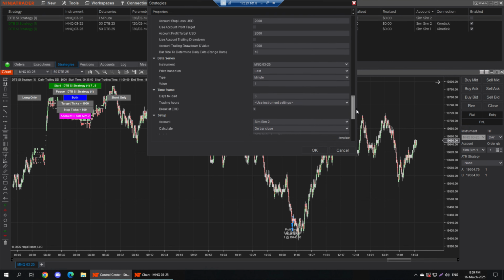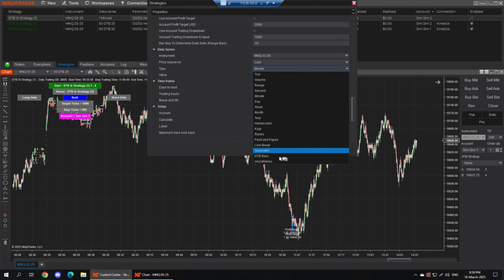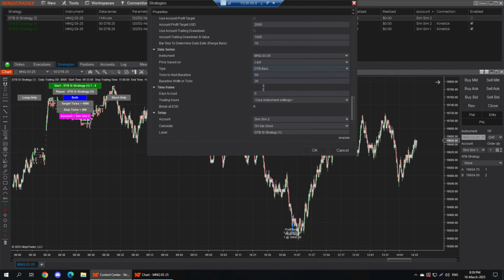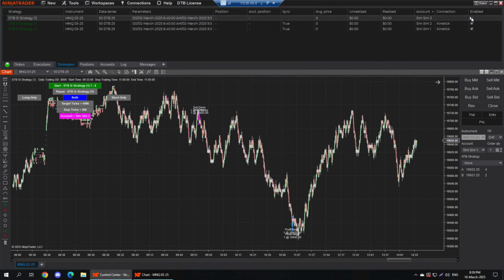So the only thing that you need to adjust is obviously the DTB bars, because I don't know why NinjaTrader does not copy. I selected copy strategy. I didn't say change it to minute bars, but that's what it's done. So all you do is change the bar size over here, and then choose the account you want to run it on. Okay, and you click on OK, and then you activate the strategy.